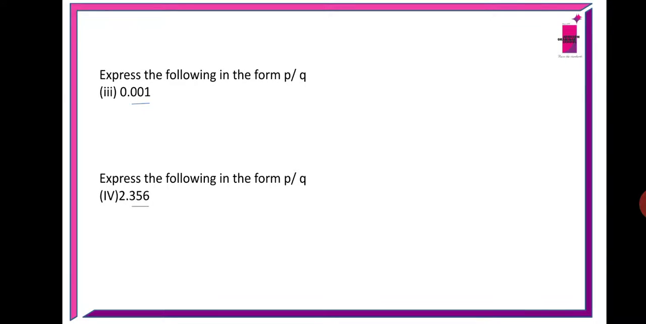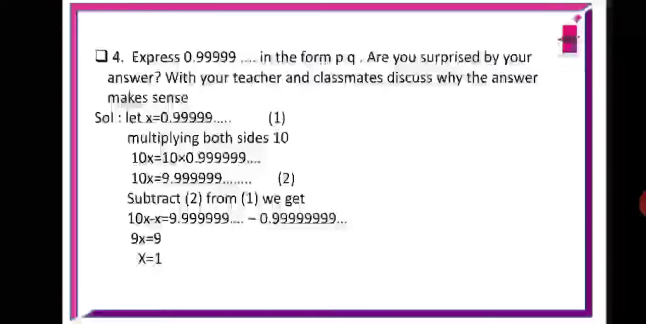Please go on with expressing the following in the form of P by Q: 0.001 bar, 2.356 bar. Also express 0.999, that is bar over 9, in the form of P by Q. Are you surprised by your answer? Your teacher in class may discuss why the answer makes sense.